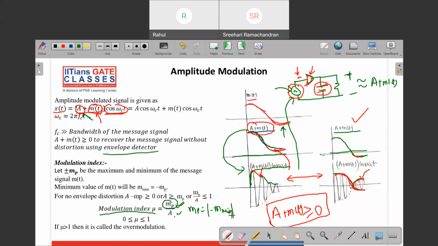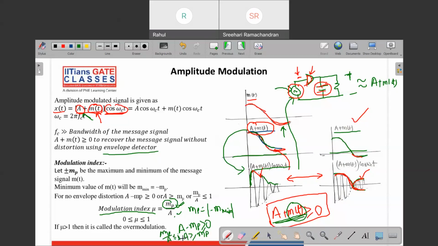So this we call the modulation index, and just now we covered that A plus m(t) has to be greater than or equal to 0. Now the worst case will happen when m(t) is at the minimum value. When m(t) is at its minimum value, we want this A plus m(t) to be positive. So A minus Mp should be greater than or equal to 0, or A should be greater than or equal to Mp. Or you can say that Mp by A should be less than or equal to 1.